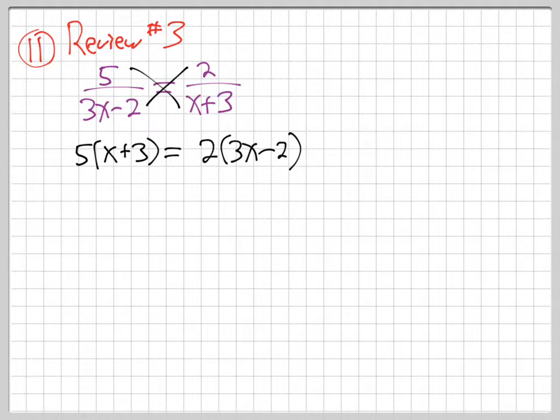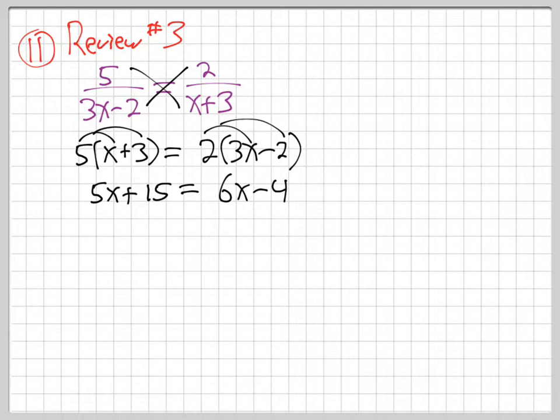Is that good so far? So I just did diagonal. Upper left, lower right, and I just laid them flat. Just diagonal, diagonal, but then lay them all out flat. And now you know what to do with the parentheses, right? We just distribute. So 5x plus 15 and 6x minus 4. Good so far?